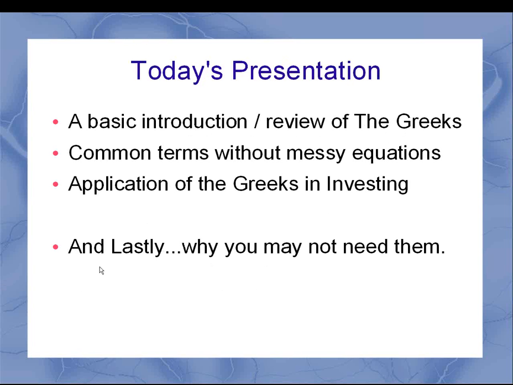Now, for today's presentation, we're going to give a basic introduction and review of the Greeks for options investors. And we're going to focus mainly on what are known as the first order Greeks, delta, theta, gamma, vega, and rho, of course. We're going to use common terms. We're not going to get into the equations, the calculations, and the math that's involved with these. We're just going to give a basic discussion, common terms, and how they apply to your trades, essentially. And then we're also going to discuss the application of Greeks in investing. And then lastly, we're going to show why you may not need them.